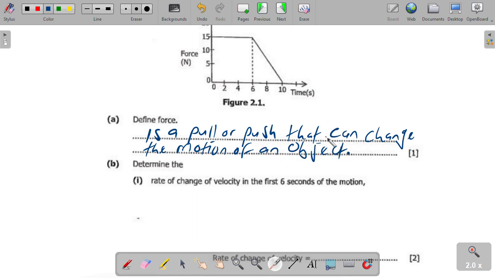If you want, you can use F = ma, which is force is equal to mass times acceleration. It's also a definition, but you need to explain to the examiner. It's a formula: force is equal to mass times acceleration. So you have your 1 mark there. Okay, continue.